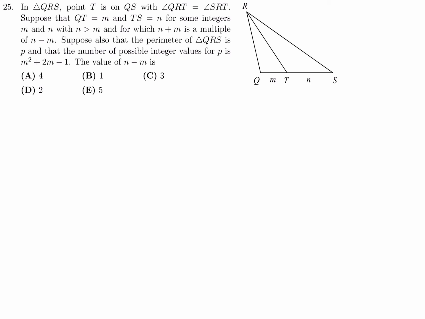Let's do some labeling. Let's call this side RQ equal to X, and this side RS equal to Y for now. The very first thing is I've got to label this theta and this theta. So immediately, since that line RT cuts that in half into two equal angles, I immediately think of the angle bisector theorem.